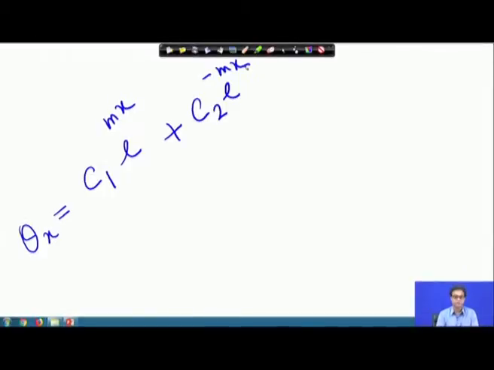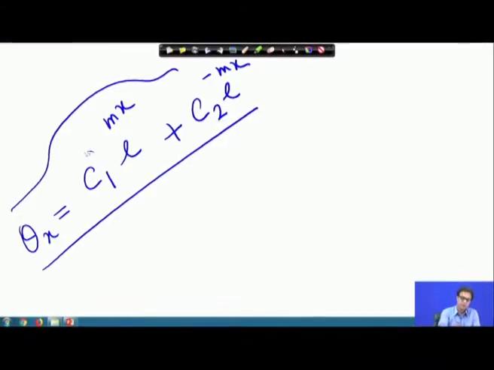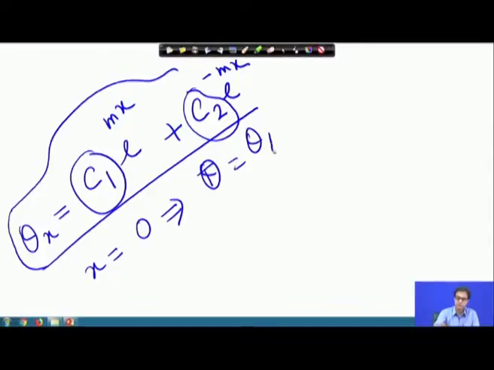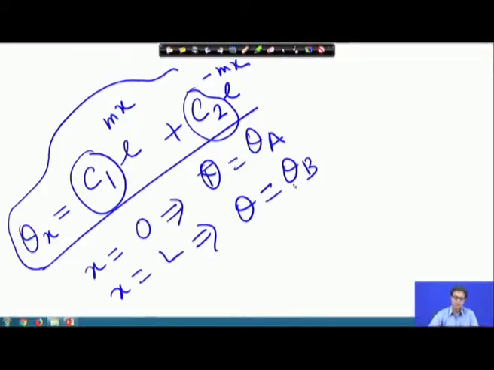Now, we have two boundary conditions appropriate for this equation, from which we have to get the constants C1 and C2. You have already learned how to do that in your earlier classes, probably where we assumed that one end of the fin is at constant temperature T A and the other end is at an adiabatic condition. In this case, at x equals 0 we consider theta equals theta A, and at x equals L we have theta equals theta B. This is what we have assumed, that between the two ends the temperatures are T A and T B.